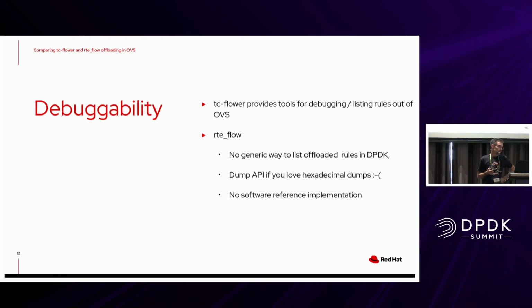Yeah, finally, debuggability. TC Flower is in the kernel, so a lot of external tools exist that make it easier to debug when you have issues. On the other hand, RTE flow is quite poor, let's say. You have nothing in the API to list rules. You have nothing to extract information easily in a generic way. There is a dump API that gives you a hex dump in a file, so it's not that good.